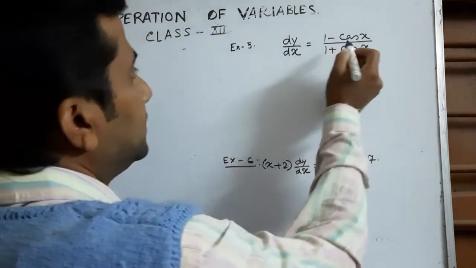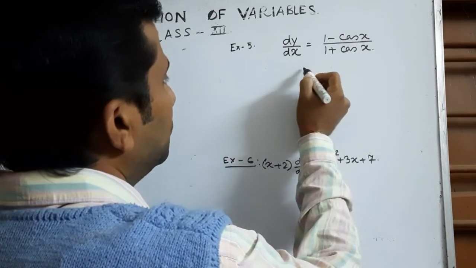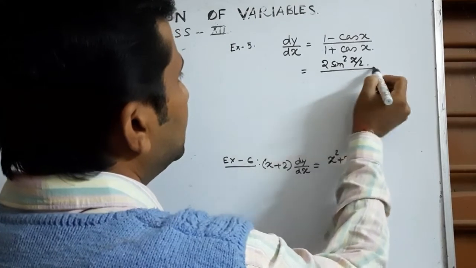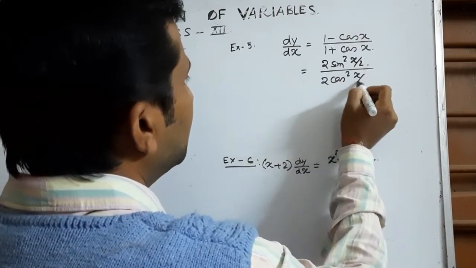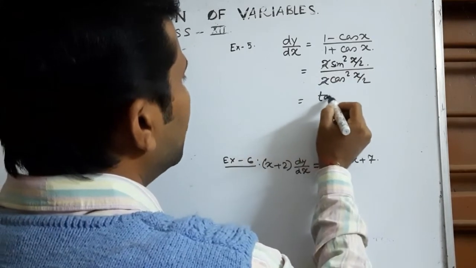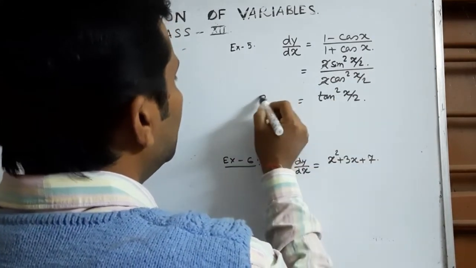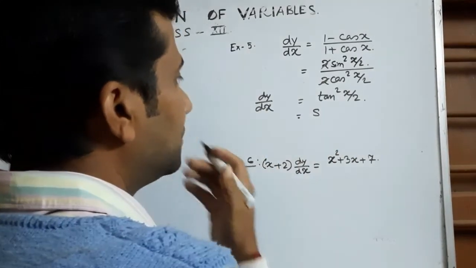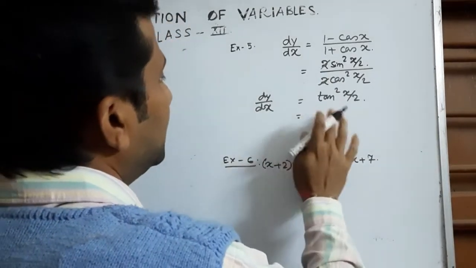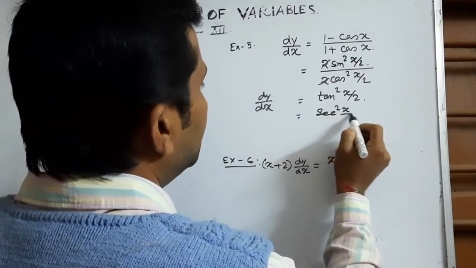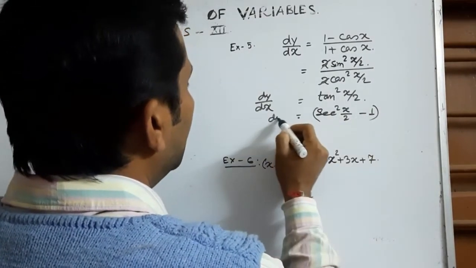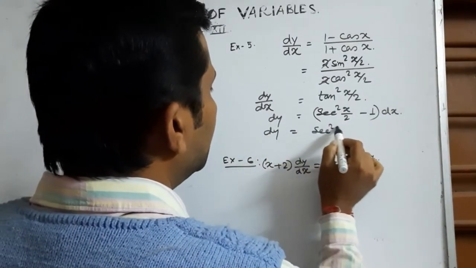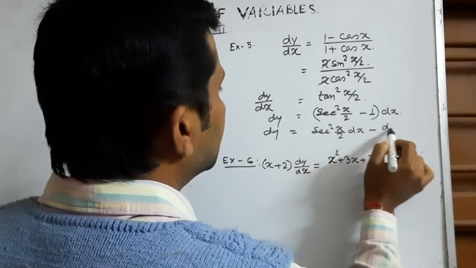The next problem is dy/dx = 1 minus cos x by 1 plus cos x. You know that 1 minus cos x is equal to 2 sin square x by 2, and 1 plus cos x is 2 cos square x by 2. That means this is equal to tan square x by 2. So dy/dx can be written as sec square x by 2 minus 1, and dy = sec square x by 2 dx minus dx.